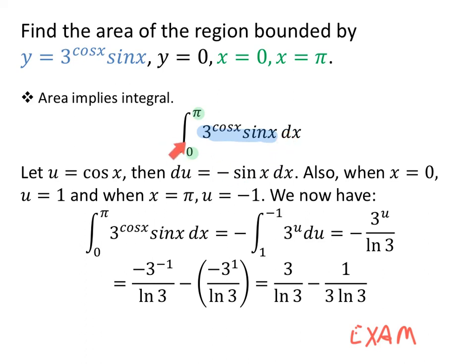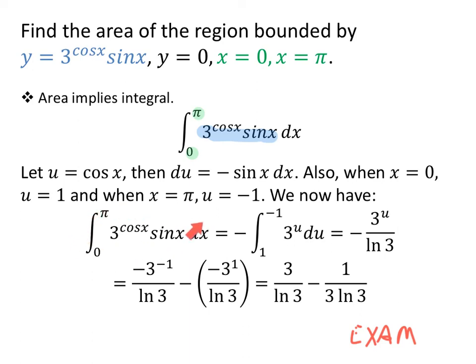Don't forget the dx, it's always a part of our integral. So we'll let u be the cosine of x, then du is minus sine x dx. Of course we don't have the minus here, but we'll take care of it on the outside. Since this is a definite integral, we'll do substitution twice at the beginning. When x is 0, u is 1. When x is pi, cosine is negative 1.